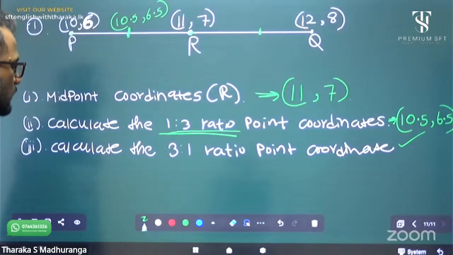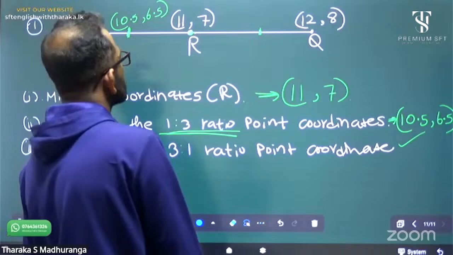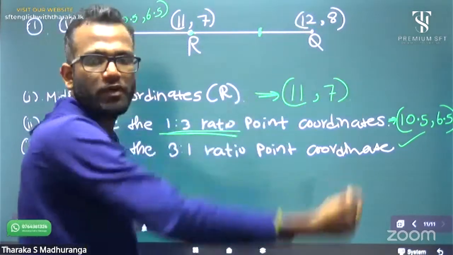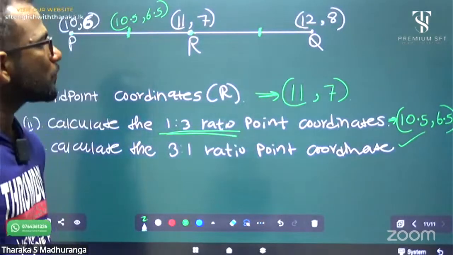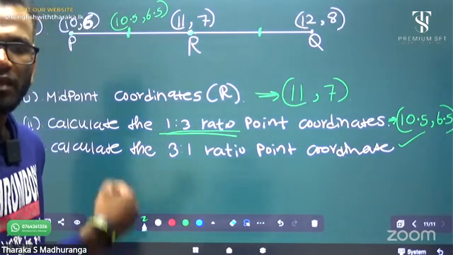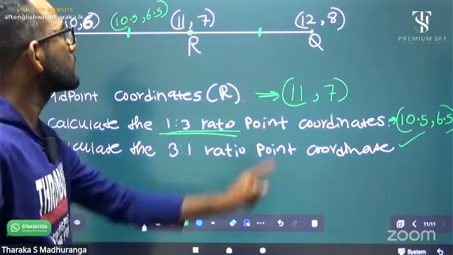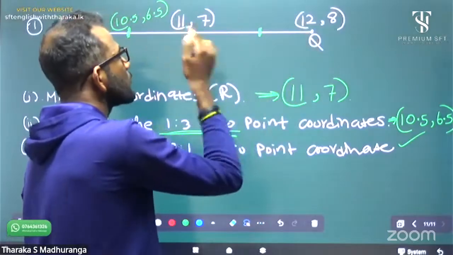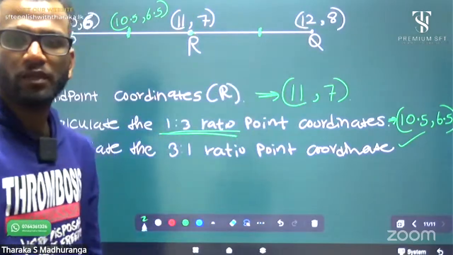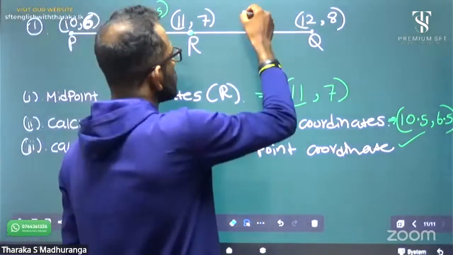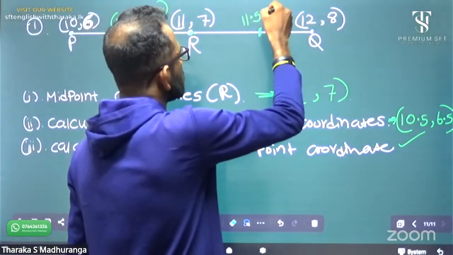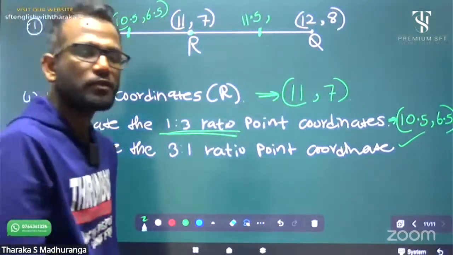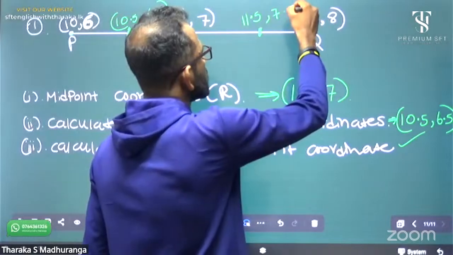Final one. Calculate the 3 to 1 ratio point. The 3 to 1 ratio point means the final cutting point if you cut into 4 identical parts. How to get this? The midpoint between R and Q. 12 plus 11, 23. 23 divided by 2, it is 11.5. Comma, 7 plus 8, 15. 15 divided by 2, it is 7.5.